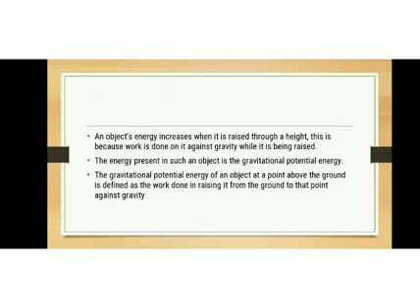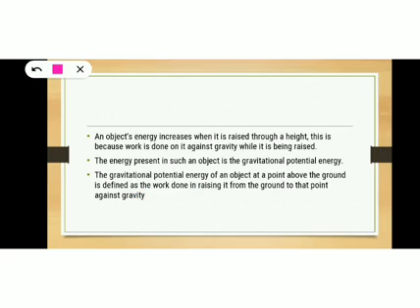So an object's energy increases when it is raised through a height because work is done on the object against gravity when it is being raised. And energy present in such an object is the gravitational potential energy. Okay, so when the object is situated at a certain height from the ground, then the object possesses potential energy, and that potential energy is known as gravitational potential energy. So the gravitational potential energy of an object at a point above the ground is defined as work done in raising it from the ground to that point against gravity.